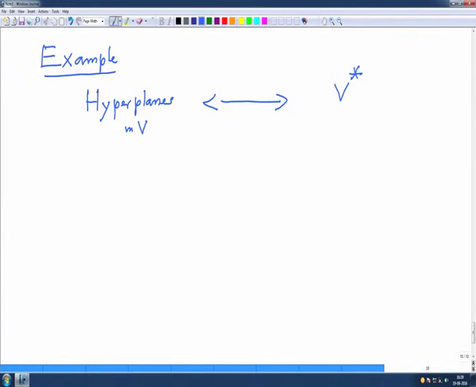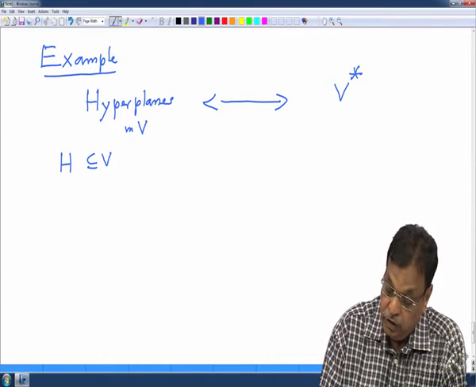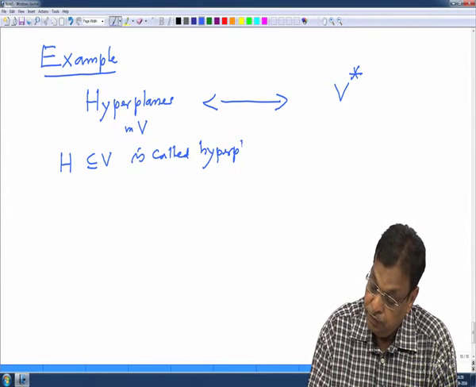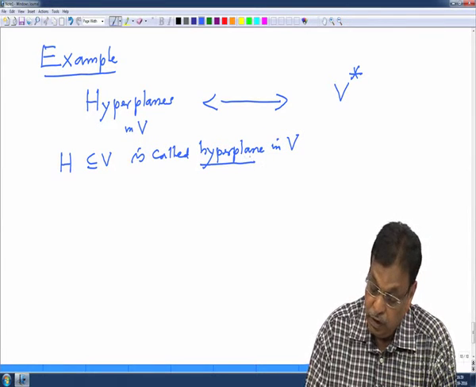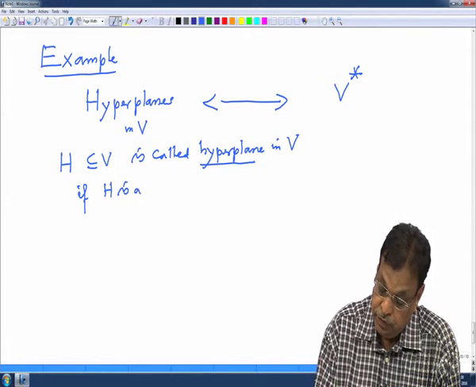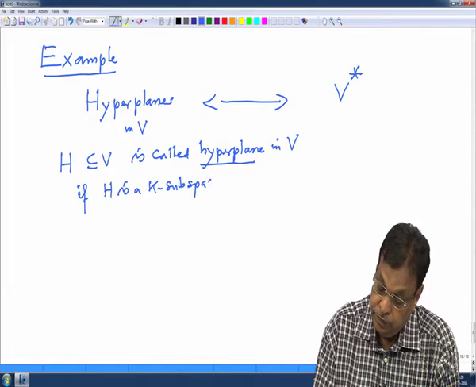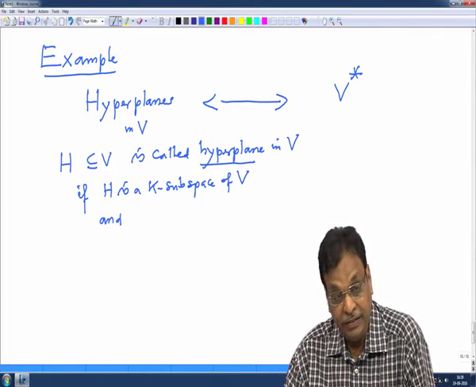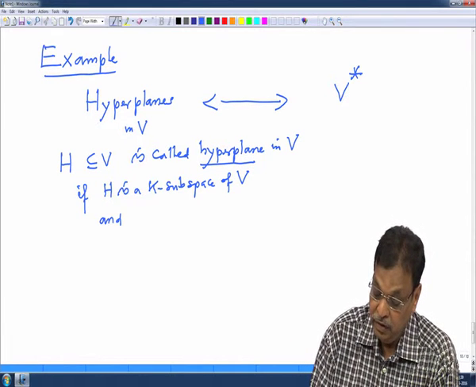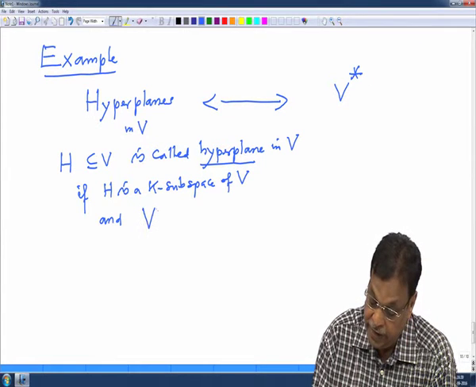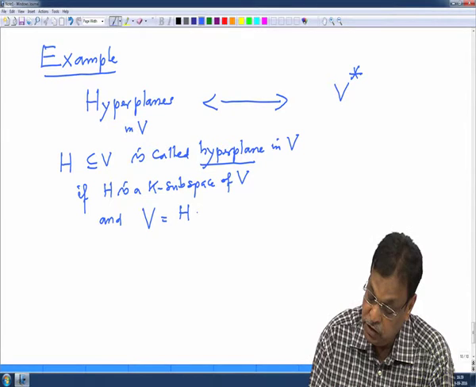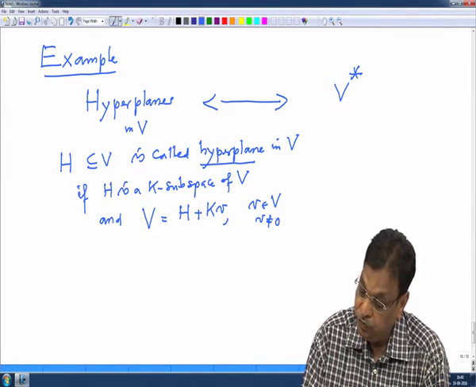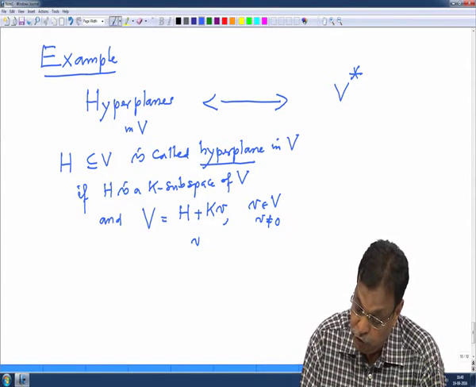So, let us recall what a hyperplane is. H in V is called a hyperplane in V if H is a K subspace of V, and the dimension of H is 1 less than the dimension of V. But this means we should be able to write V as H plus K v, that is, V generated by H and one more vector v for some v in V, v non-zero. And obviously you will need v should not be in H.